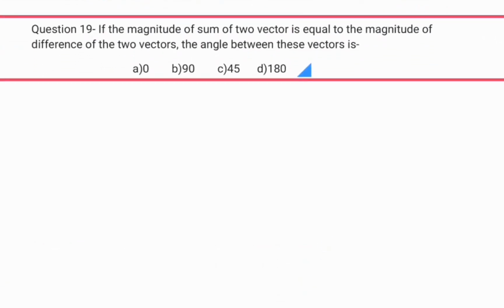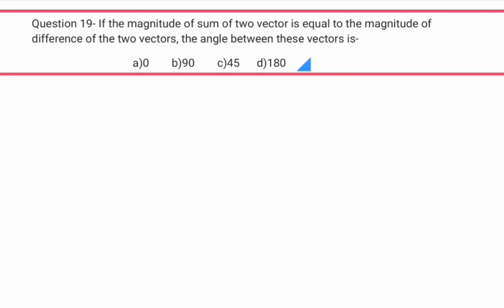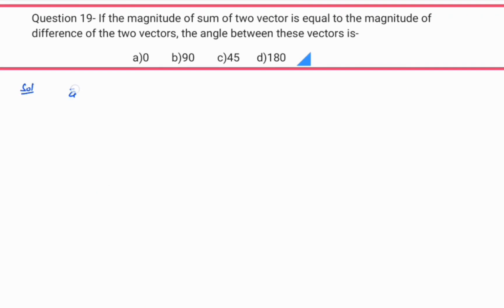Okay, now move to the next question, question number 19. Read question number 19. If the magnitude of sum of two vectors is equal to the magnitude of difference of two vectors, then find the angle between them. Two vectors, vector A and vector B, are given, and vector A plus vector B magnitude is the same as vector A minus vector B magnitude. And it is asked to find the angle between the given vectors, vector A and vector B. How to calculate it? Put the formulas.